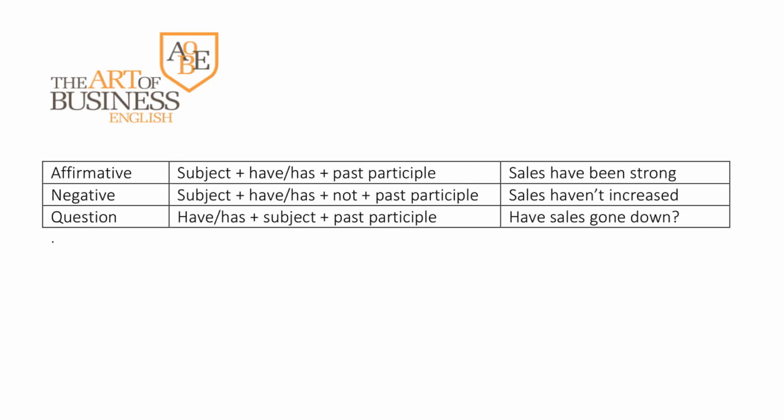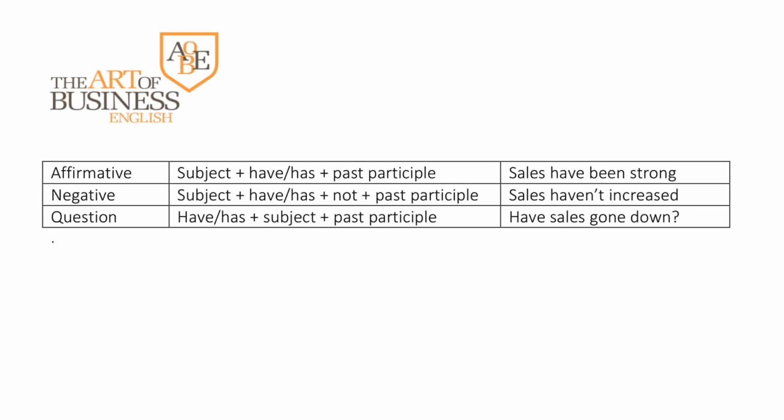Now, in the negative structure for the present perfect simple, we would put subject plus have or has plus not, plus past participle. So an example would be sales haven't increased. And in the question form, we invert and we put the auxiliary first. So we put have or has plus the subject plus past participle. So have sales gone down? Now, we also should note that there are contracted forms. So we can say she has as she's come early. Okay, for example, or in the negative form, we can put hasn't or haven't. We haven't arrived early. And in the question form, you don't really do contractions.